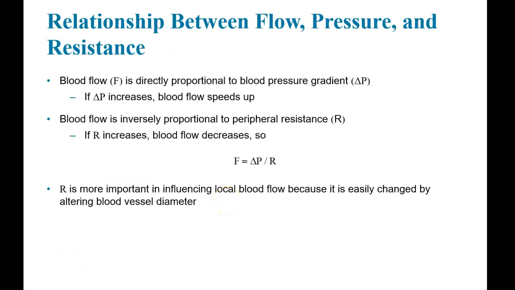Blood flow is directly proportional to pressure gradient. So the change in P here, that's the change in pressure. So if the pressure increases, the blood flow is going to speed up. Blood flow is inversely proportional to the peripheral resistance. So that means that as one goes up, the other one's going to go down. In this case, if the resistance increases, the blood flow will decrease. Resistance is more important in influencing the local blood flow because it's easily changed by altering the blood vessel diameter.